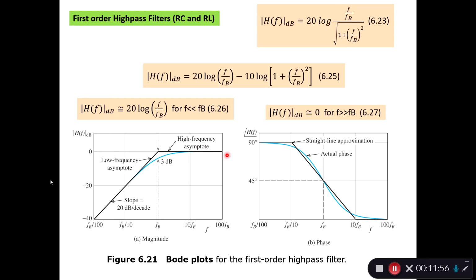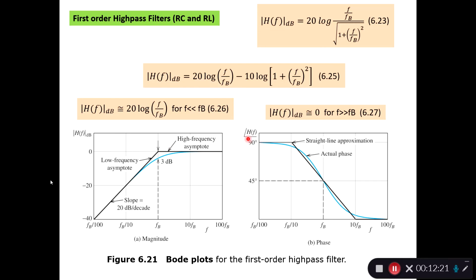But drawing it as a Bode plot, after the break frequency it's a horizontal line, and up to the break frequency, it has a slope of plus 20 dB per decade, so it slopes upwards.